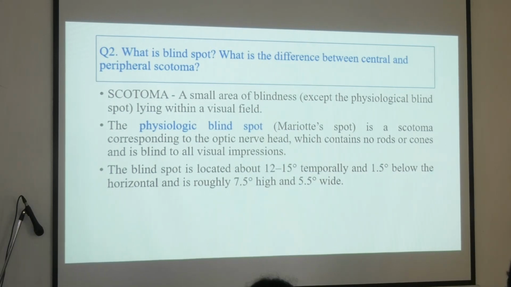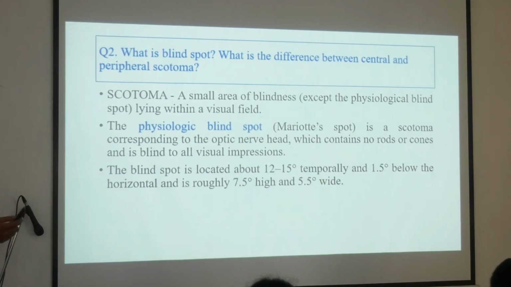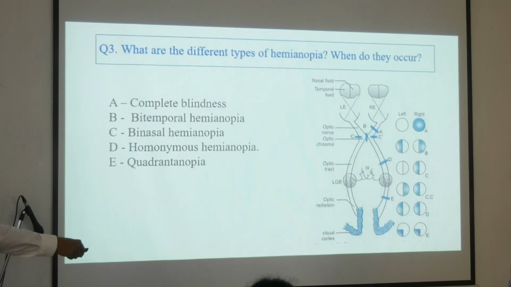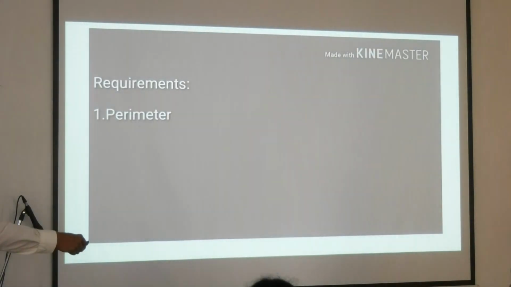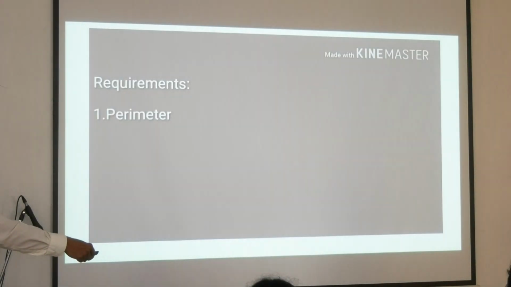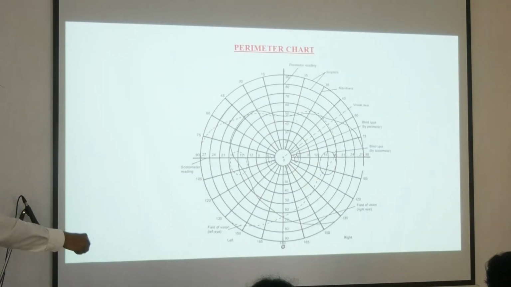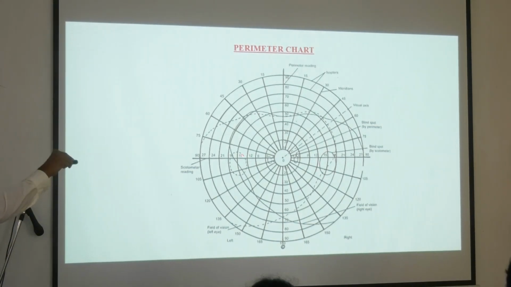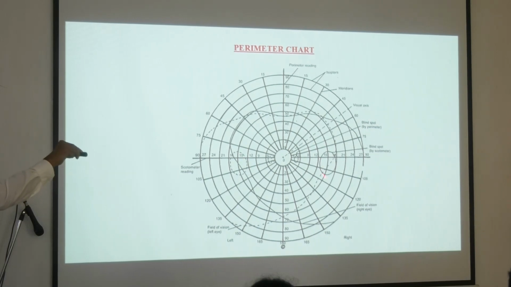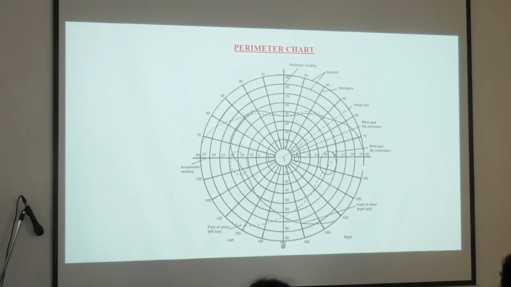So during your field of vision testing, you may also need to check the blind spot. Here is the blind spot for the left eye, and here is the blind spot for the right eye. Okay, in this area nothing is visible.